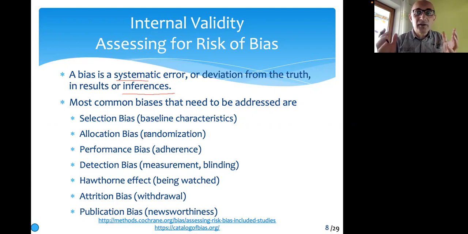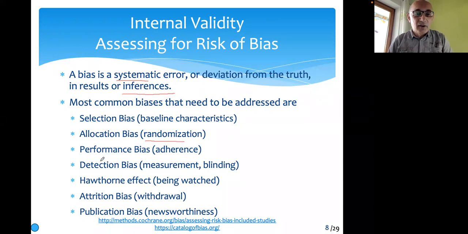Then we have the allocation bias. When we are conducting randomized controlled trials or experimental studies, we have this randomization. And the randomization, how you allocate your participants into the different groups, that's also very important. It must be also preferably double blind, and also concealed allocation, so that the participants are not aware, or the researchers are not aware, which participant is in which group.